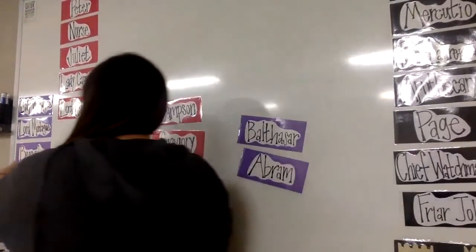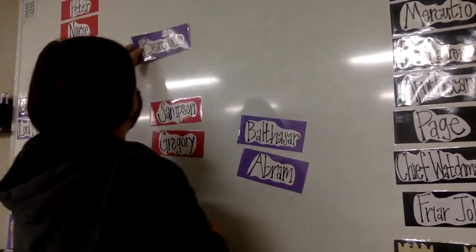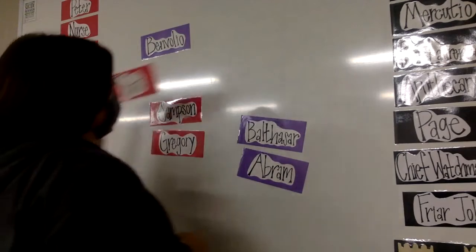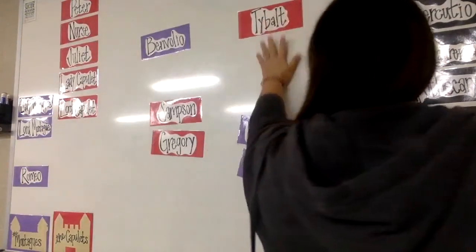Okay, so let's talk about these two guys. Benvolio is Romeo's cousin, so he's a Montague. I think that's one of your questions. Tybalt is Juliet's cousin. He's a Capulet.